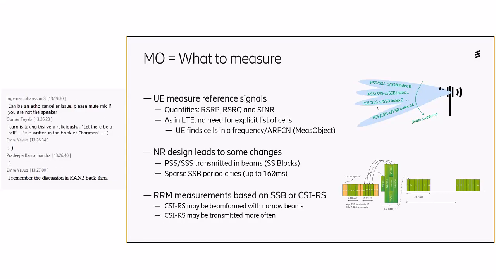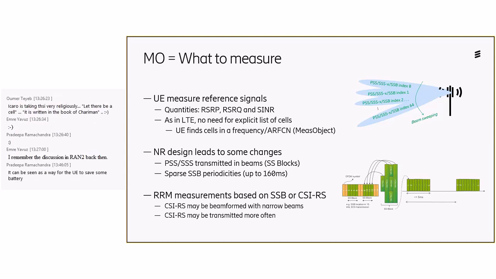Okay. Measurement object, what to measure. Basically, we measure reference signals. Again, a lot of people know what these are. The quantities are basically what exactly is measured. I mean, it's the quality or power, something related to interference, and so on. And those are the three metrics.